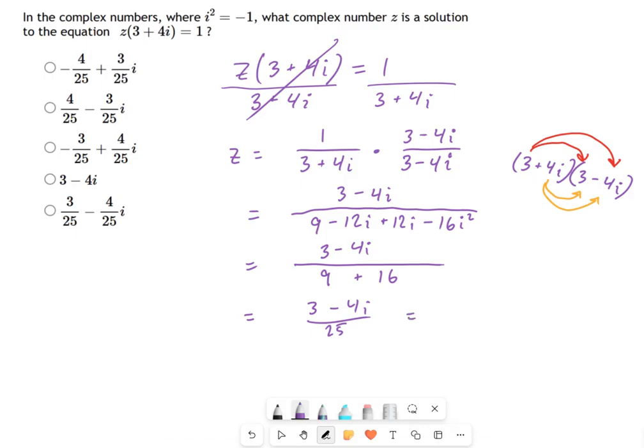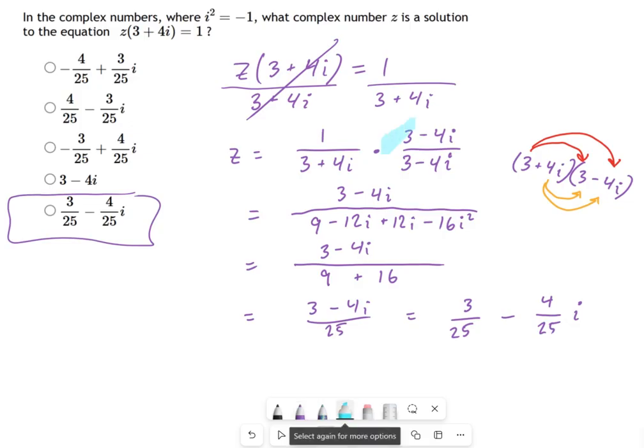And what this turns into, if I separate this fraction, is 3 over 25 minus 4 over 25 times i. That's just me splitting up the numerator, which is an allowed trick that you can do with these things. And you see there, hopefully I've got an answer as my choice. Yep, there it is, right there. So this is called multiplying by a complex conjugate. That's a pretty useful trick right here. Anytime you see a denominator that is complex, you probably want to do that.